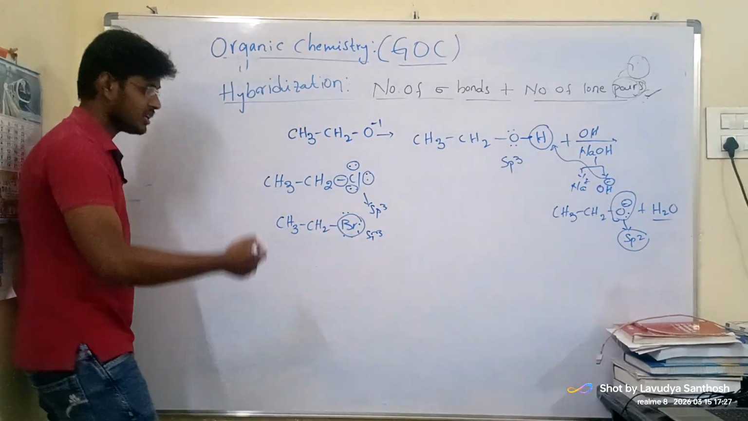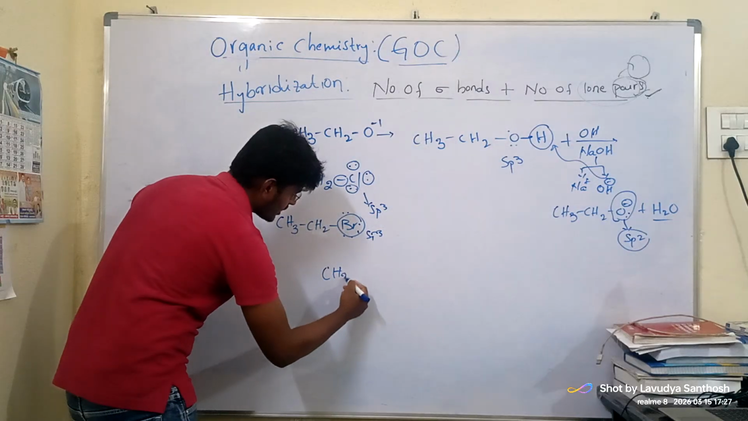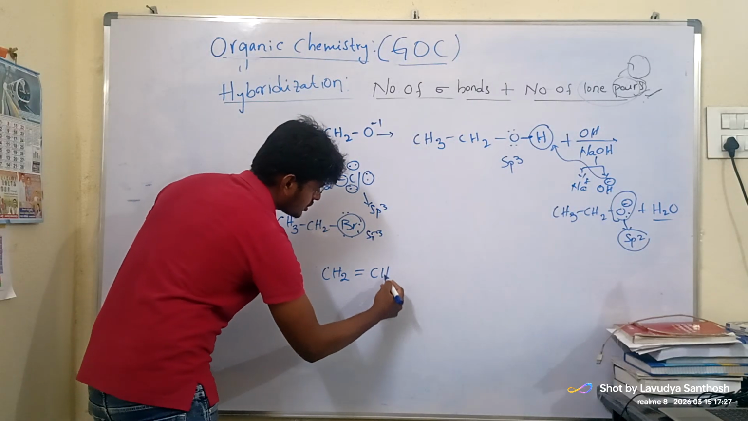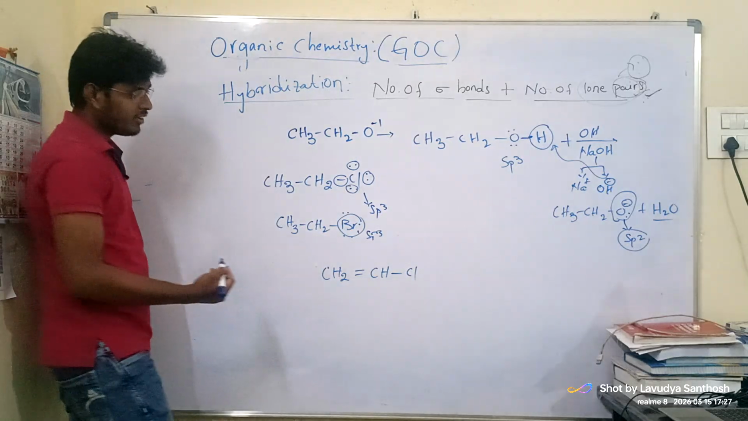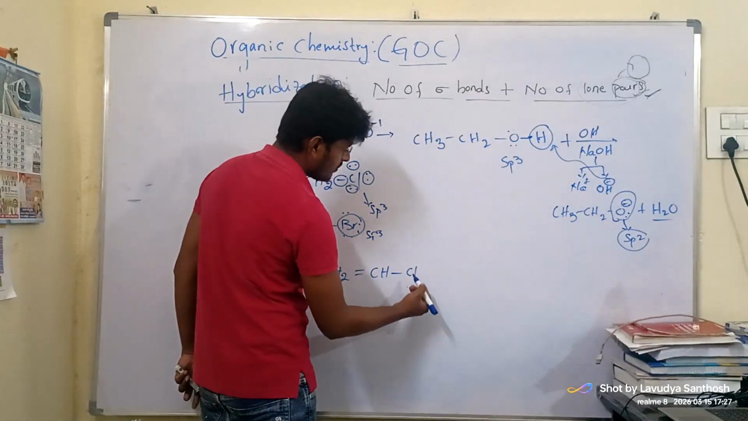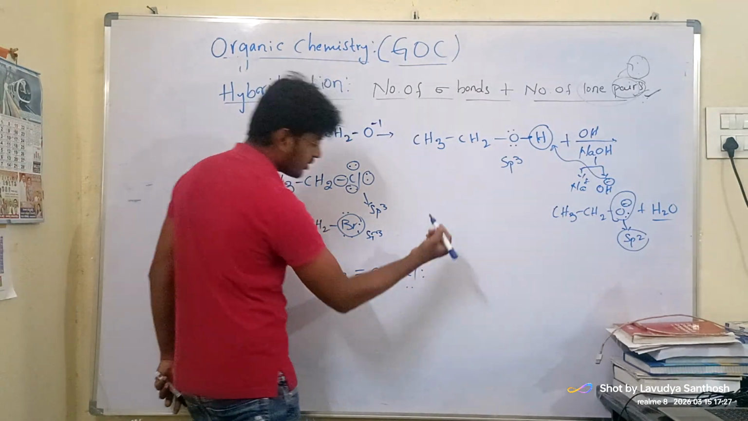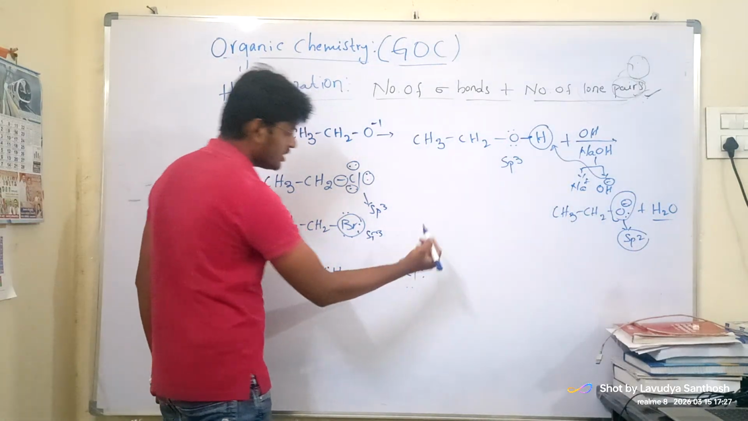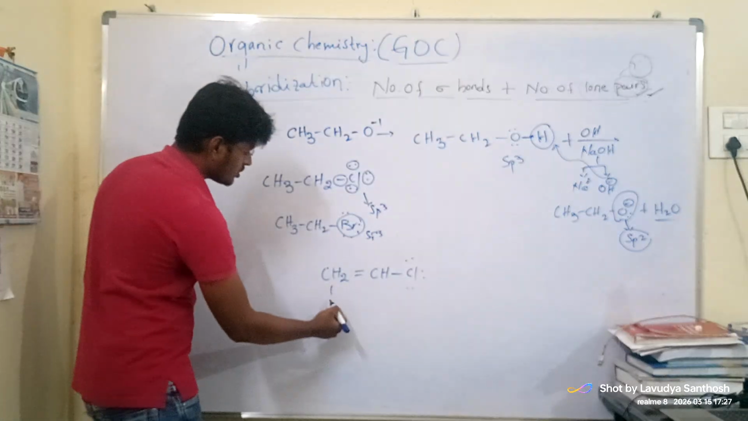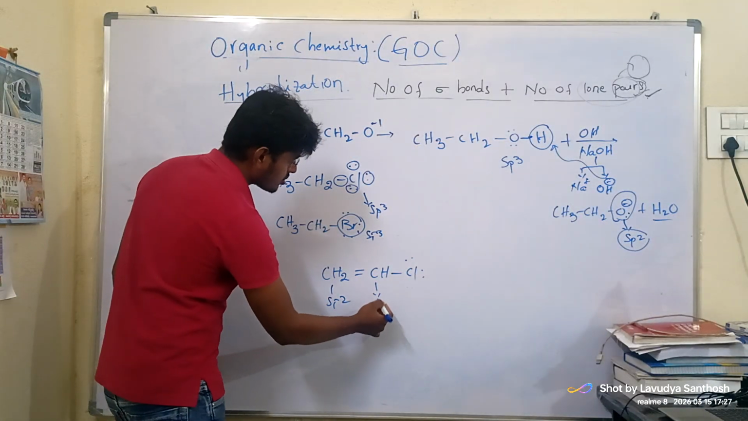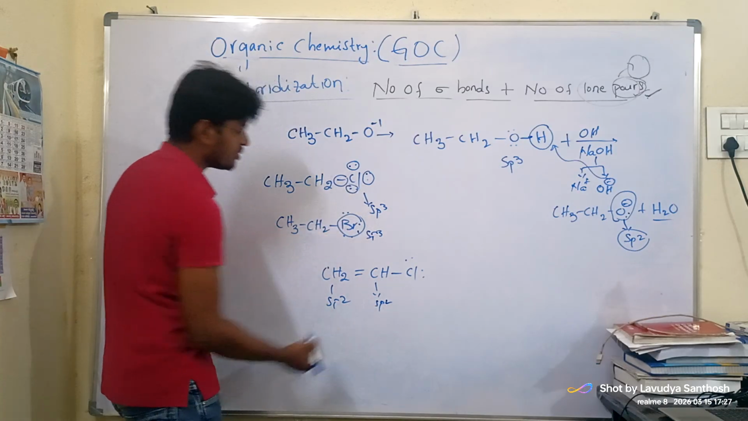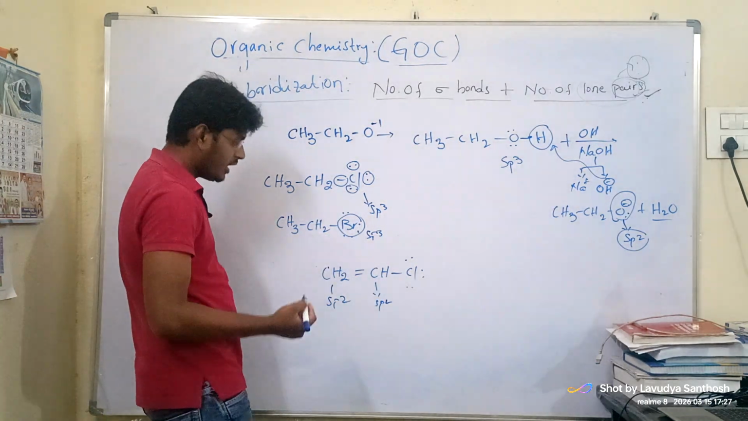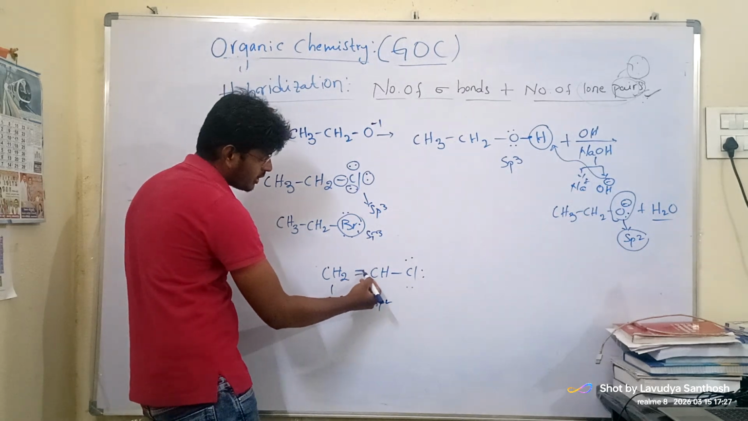Now comes the next concept. Try this on your own: CH2=CHCl. Now tell me the hybridization of this chlorine. We know this carbon is sp2, this is also sp2, and this is sp3. Now the chlorine hybridization.